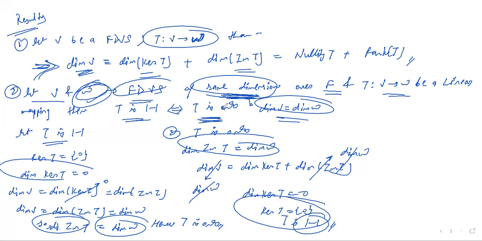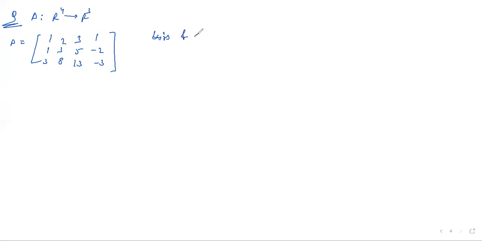Now let's apply these results in an example. Let's say this is our mapping A from R^4 to R^3, and my matrix is defined as 1 1 3 2, 3 8 3 5, 13 and 1 -2 -3. This is my matrix A. Now I want to find the basis and dimension of ker A and the image of A.